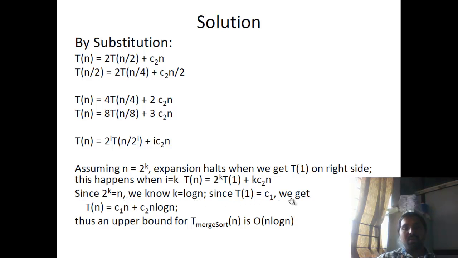Since T of 1 equals c1, we get T of n equals c1 into n plus c2 n log n. So an upper bound for merge sort is order of n log n. Instead of taking n plus n log n, n is the marginal term, so we can take n log n. This is the solution for merge sort.